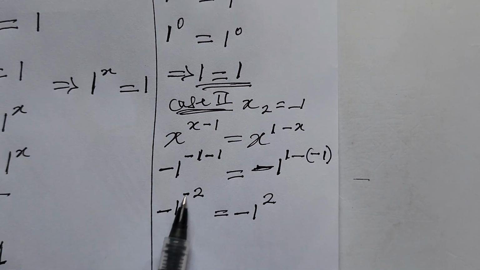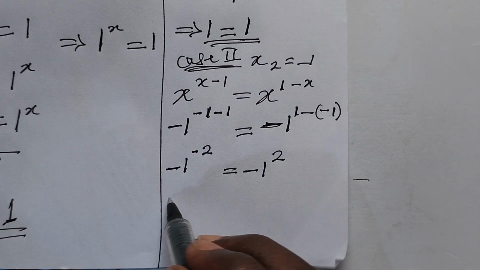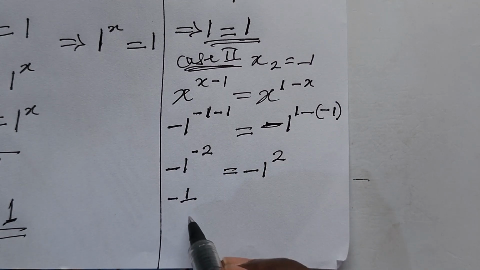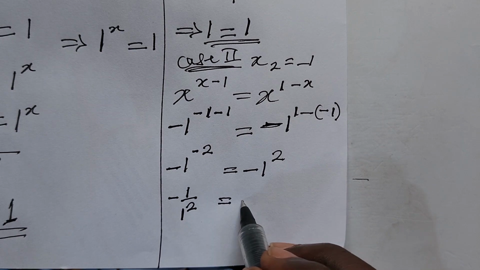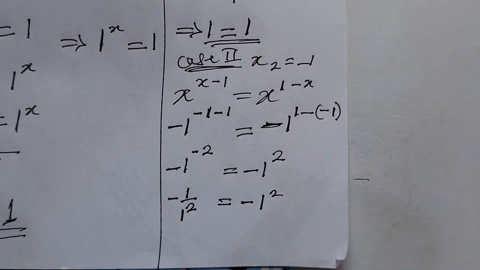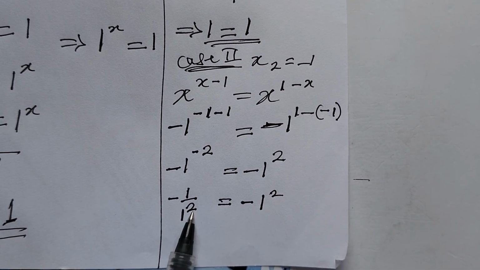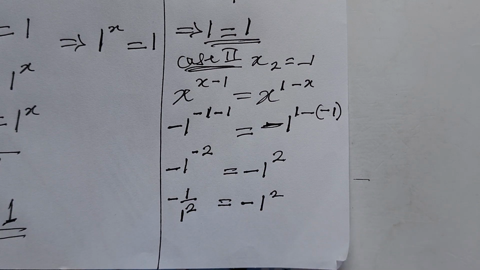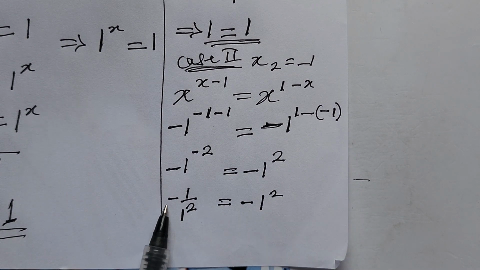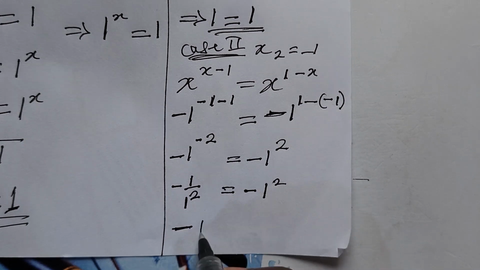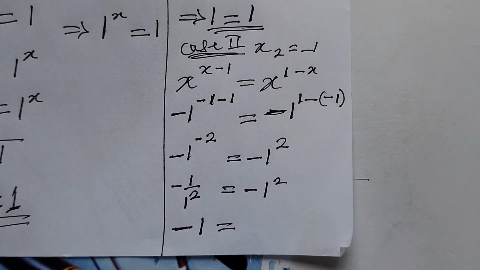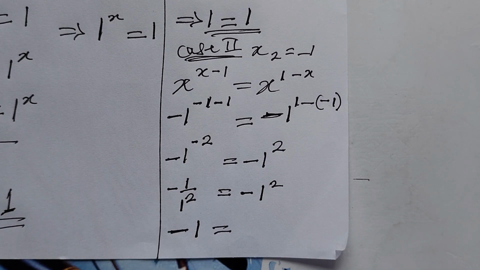We can rewrite this expression to give us minus 1 all over 1 to the power of 2. This is equal to minus 1 to the power of 2. So what is 1 to the power of 2? That is the same thing as 1. And so we have minus 1 divided by 1. This will give us minus 1 equal to, here, minus 1 to the power of 2, which will give us what? Will give us minus 1.